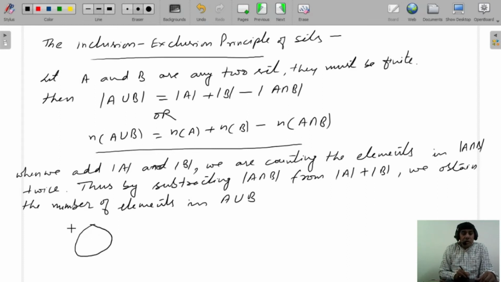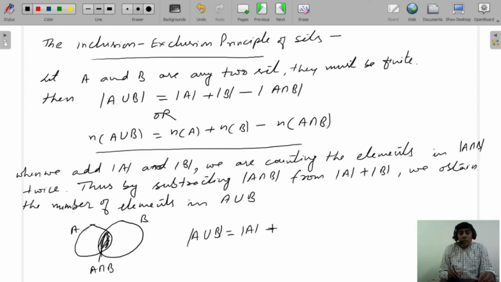We see graphically that, suppose A and B are any two sets, then this lined part is A intersection B. So this part is counted in A as well as in B. So A union B is equal to modulus of A, the number of elements in A, plus modulus of B, the number of elements in B. This part, A intersection B, is repeated 2 times, so we have to subtract 1 time, that means modulus of A intersection B.